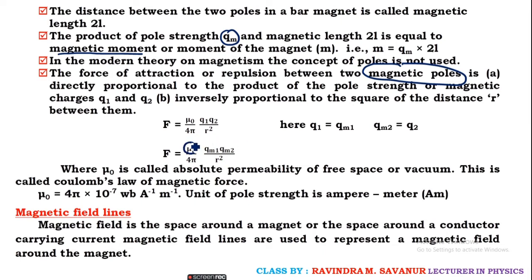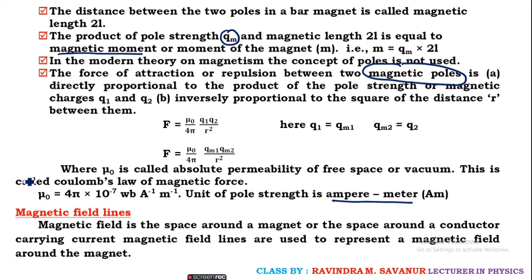What is mu naught? This is very important. The mu naught is called the absolute permeability of free space or vacuum, and its value is given by 4 pi into 10 to the power of minus 7 Weber per ampere per meter. This one you have to remember. And the pole strength's SI unit is ampere meter.